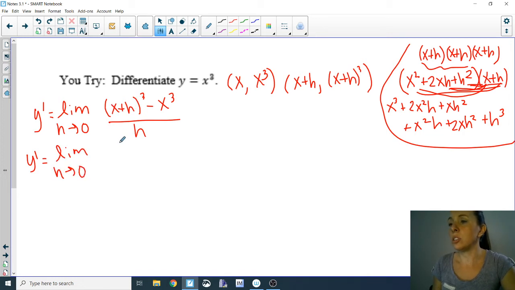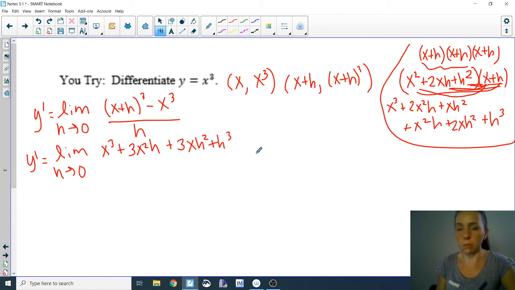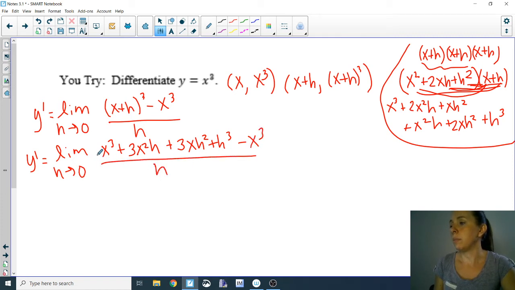So x plus h quantity cubed becomes x cubed plus, let's combine these, 2x squared h plus 1x squared h, that's 3x squared h. Combine these, xh squared plus 2xh squared is 3xh squared. And then we have an h cubed. That is x plus h quantity cubed expanded. Now bring along the minus x cubed and all divided by h. Add to 0 here. Yay.